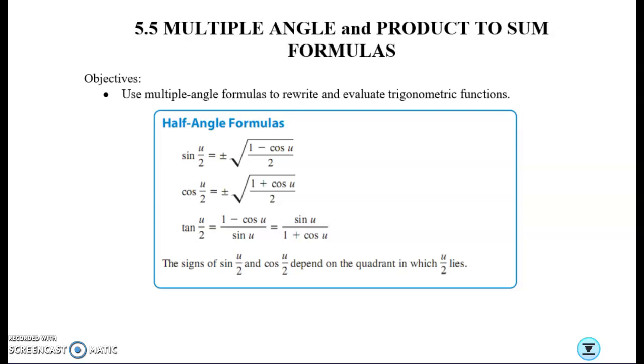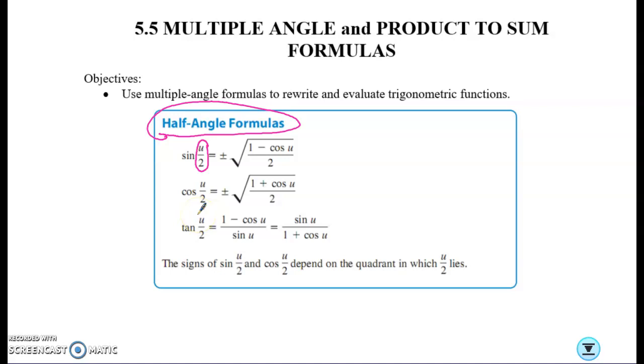Hi everyone, today we're in day 2 of our section 5.5, which is multiple angles and different formulas, and we have another formula to talk about today, which is called the half angle formulas. And hopefully it's kind of obvious why they're called the half angle formulas. You're taking half of every angle here. u divided by 2 is in every single one of these formulas.